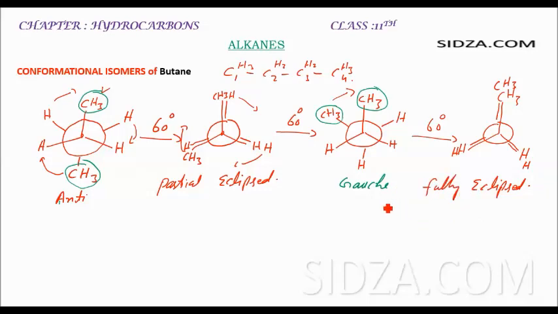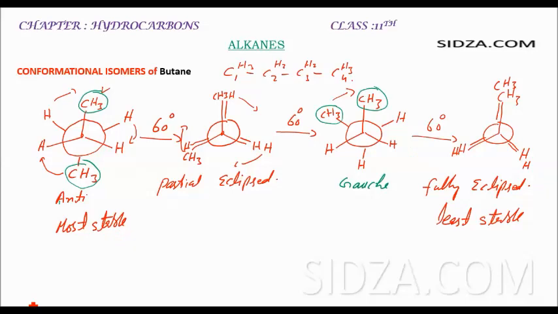In terms of the energy level diagram, the most stable one is the first one. The anti is the most stable, because here the two methyl groups are far away. The distance is more, so the steric repulsions will be less. And the least stable is the fully eclipsed one, because there is an eclipsing between the methyl and the methyl.